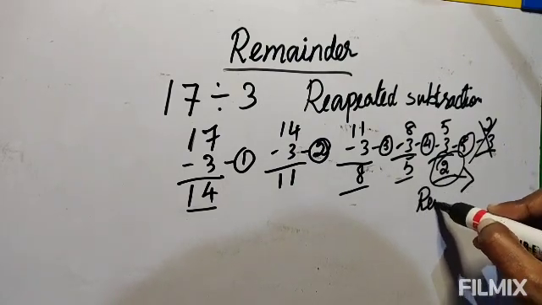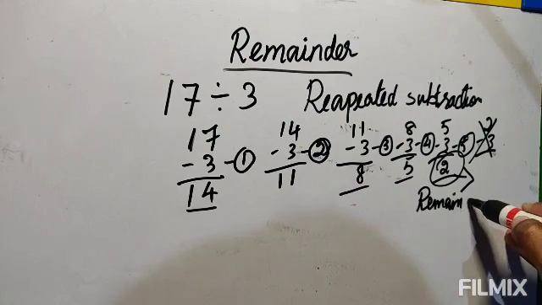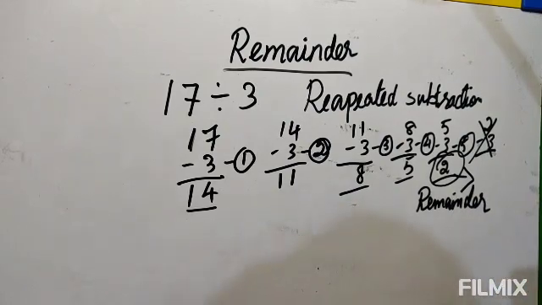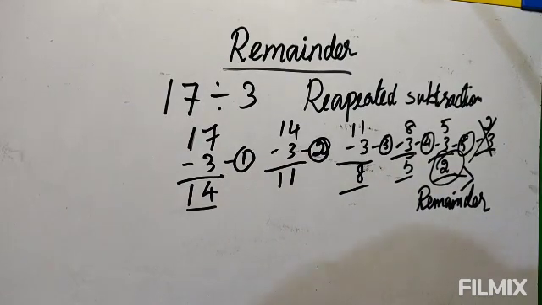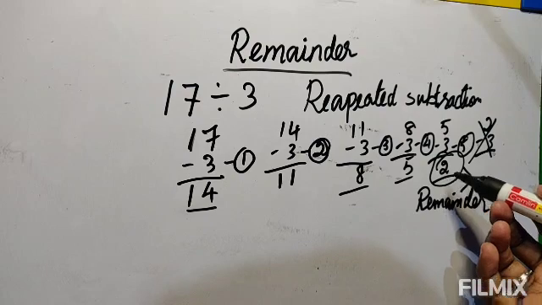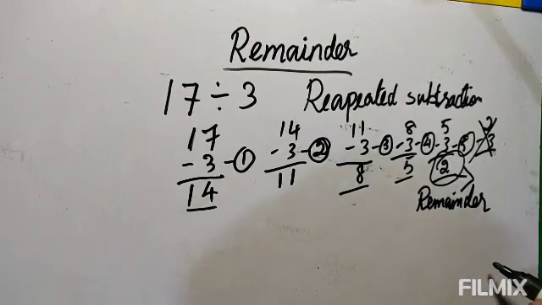This is called the remainder. So when you divide, in the end you get a number that is smaller than the divisor. That is the remainder. If it is completely divided, you will get 0. 0 is smaller than the divisor, so 0 also is a remainder. You cannot say 0 is not a remainder. Any number at the end which is smaller than the divisor is the remainder. It can be 0 also.